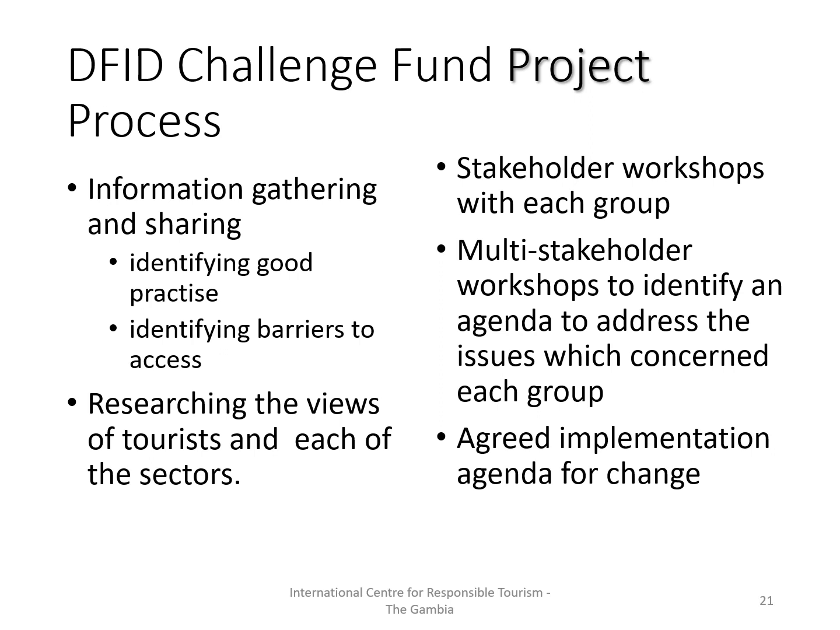And the process was absolutely simple at one level. We began by collecting information and sharing it to identify both examples of good practice and the barriers to access. We then, of course, had to research the market, which meant both researching the views of tourists and each of the sectors. So we found there's quite a lot of conflict between different groups within the informal sector and between the informal sector and the formal sector.